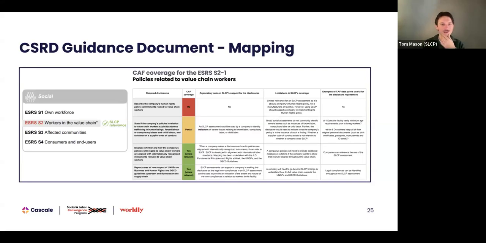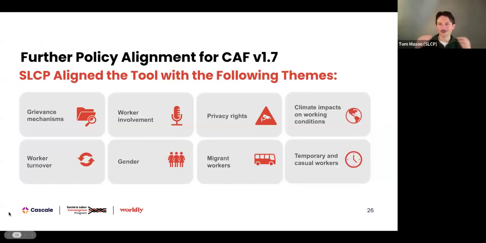So with this, jumping to the next slide, I'm conscious of time as well, so I'll jump into what we're actually doing around further aligning the tool with policy expectations. You can see on the screen here, and if you're a user of the FSLM, you may be familiar that the CAF, being the backbone of FSLM, is up to version 1.6. That's the one that's been implemented throughout this year.